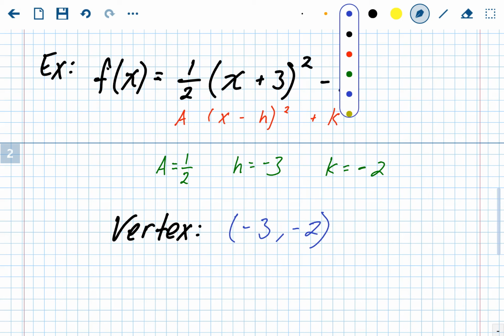Well, what's the axis of symmetry? Again, the axis of symmetry is always the x value of the vertex. Or in this case, it's always the h value. So our axis of symmetry is the line x equals negative 3.